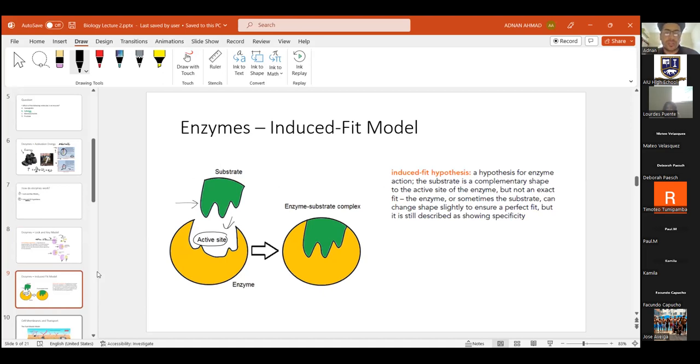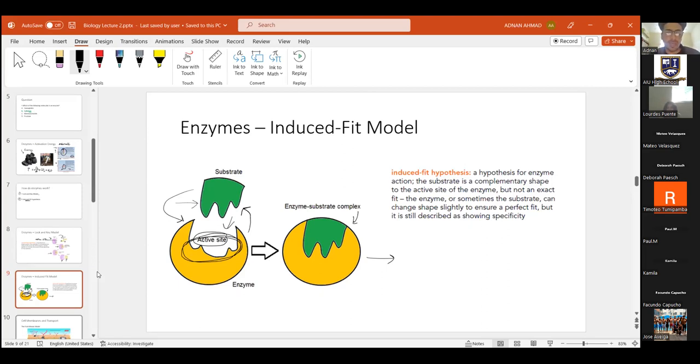What the induced fit model says is that when a substrate comes closer to the enzyme, the active site is changed. The active site is modified according to the shape of the substrate, and it forms an enzyme-substrate complex. In the previous model, we studied that the enzyme is just like a lock that 100% fits a key. But in this model, the enzyme can change its shape a little according to the substrate, and then the product is formed. This is the most relevant and recent research.